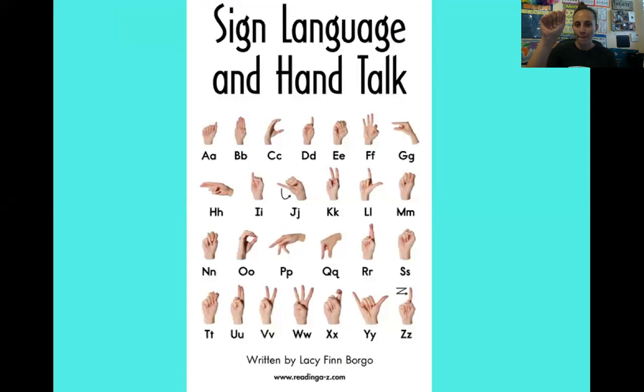A, B, C, D, E, F, G, H, I, J, K, L, M, N, O, P, Q. We know R. S, T, U, V. W like water. X, Y, and Z.